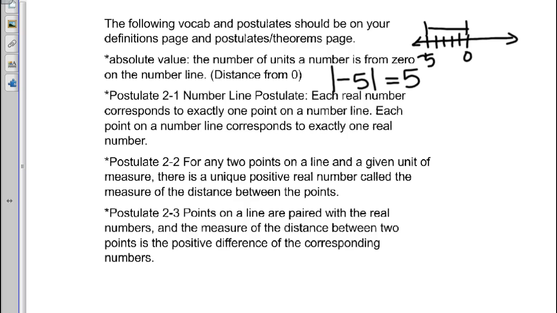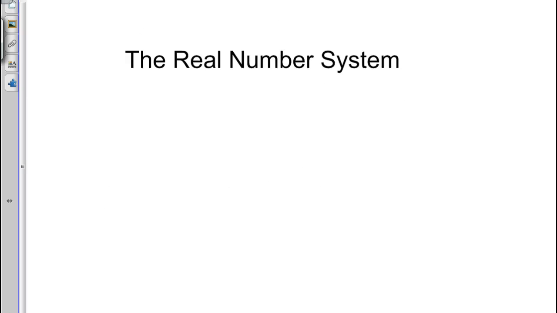Postulate 2.3, points on a line are paired with real numbers, and the measure of the distance between the 2 points is a positive difference of the corresponding numbers. Kind of goes along with 2.2. So when I look at the distance between those two numbers, I'm going to get a positive number. Distance is positive. Direction, like the negative, tells us what direction to go, but the distance between the two will be positive. All right, let's talk about the real number system before we get on a number line.